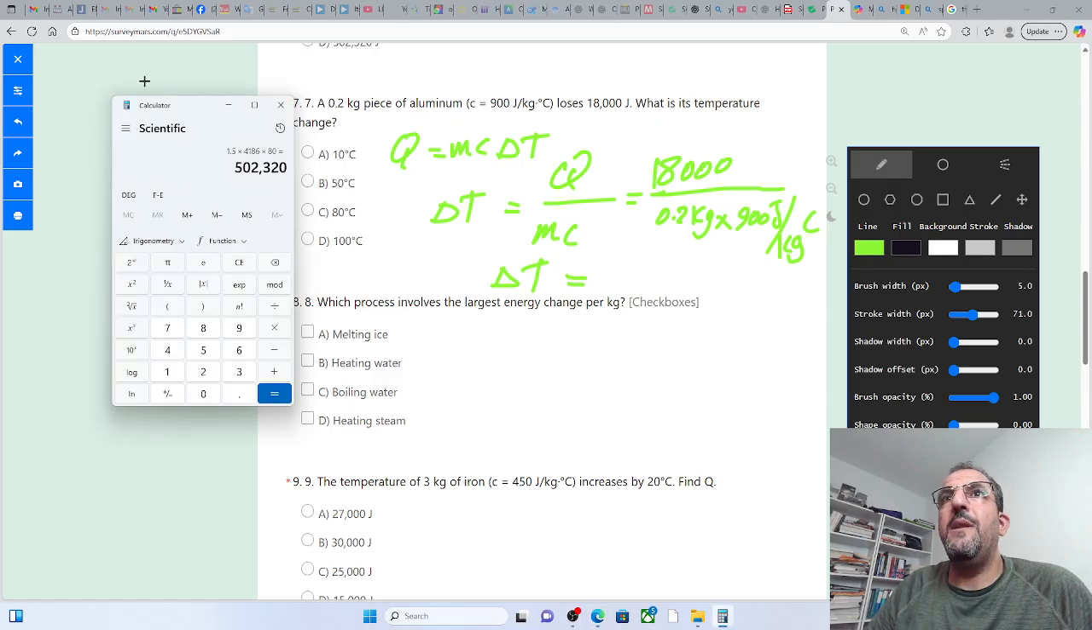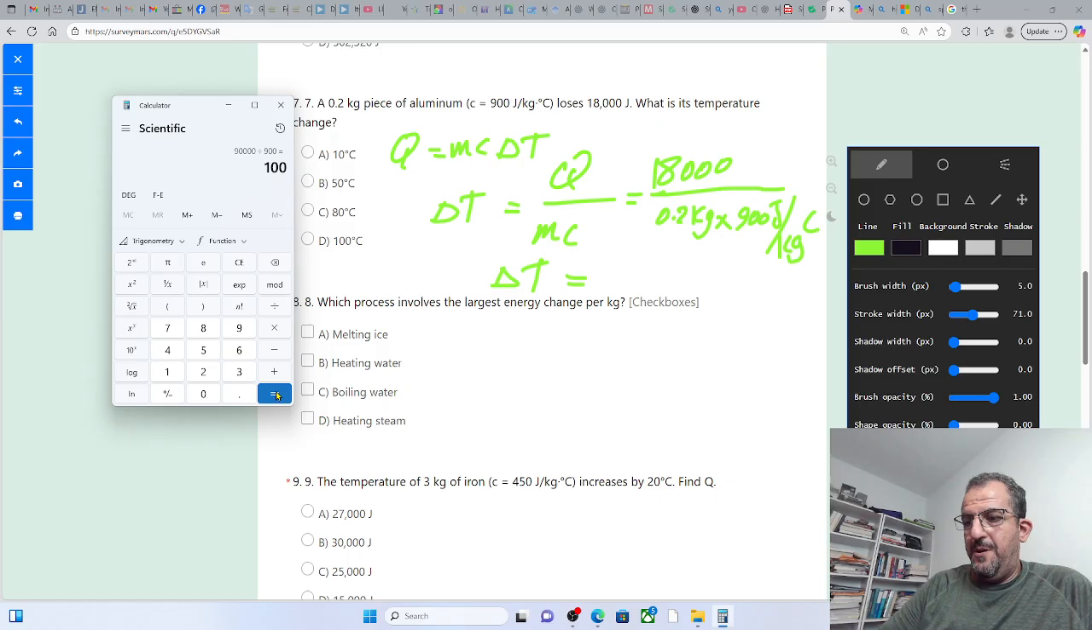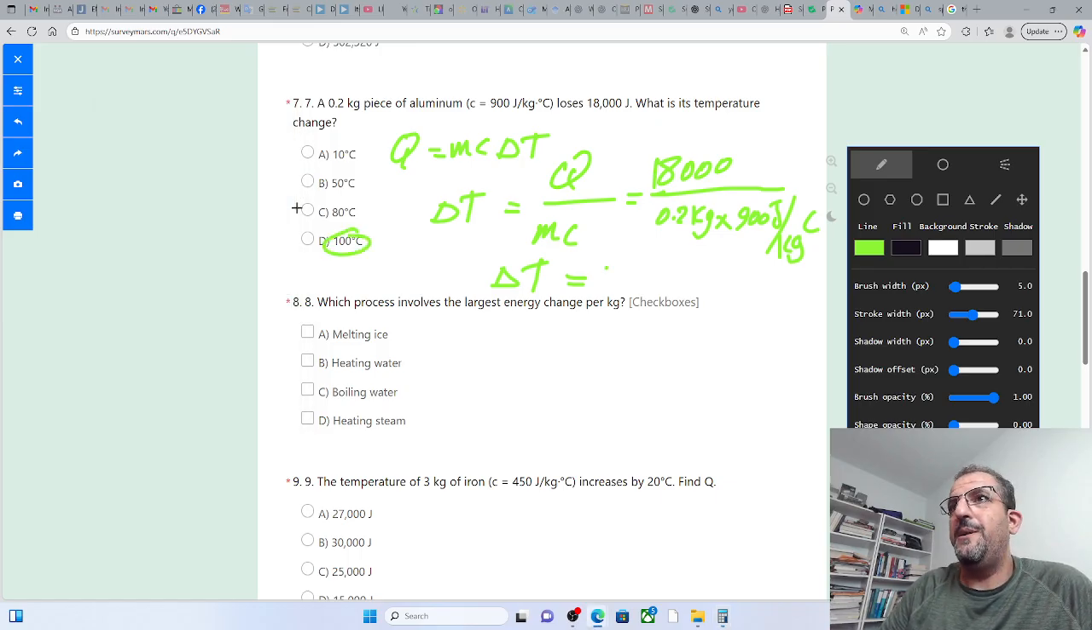again we need the calculator. So we have 18,000 divided by 0.2, so that's equal to, and we divide the whole thing by 900, so that gives me 100. Okay, so you can see this is the right answer.